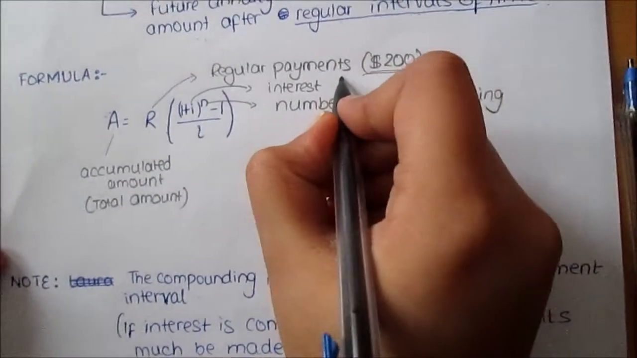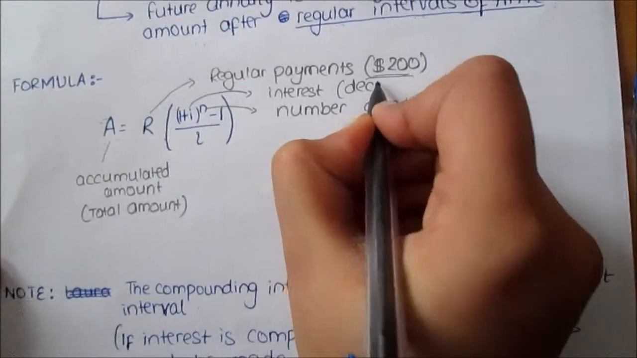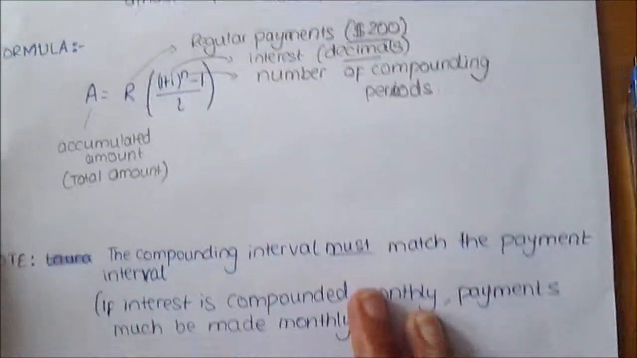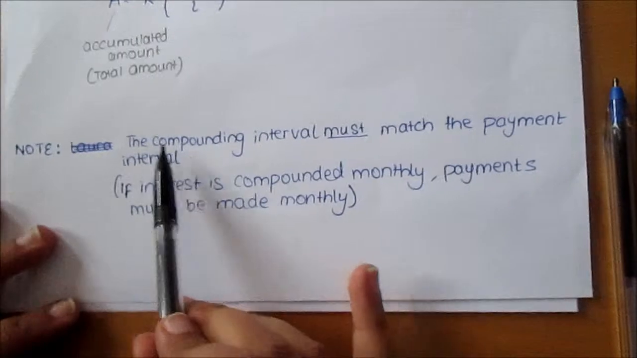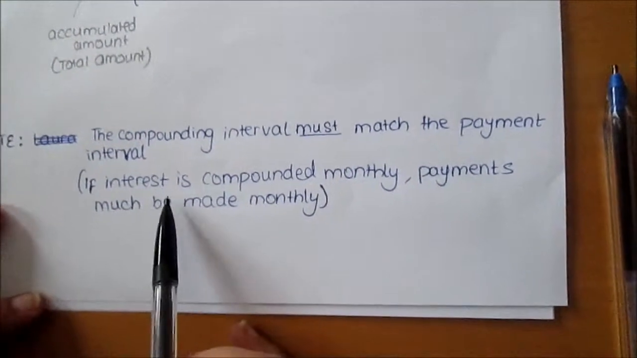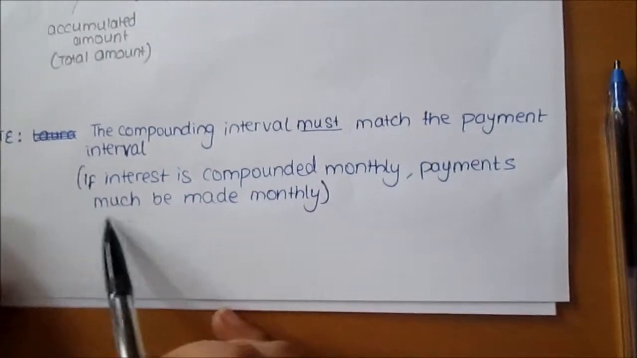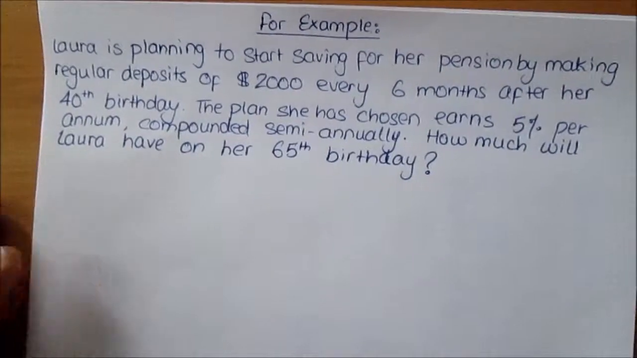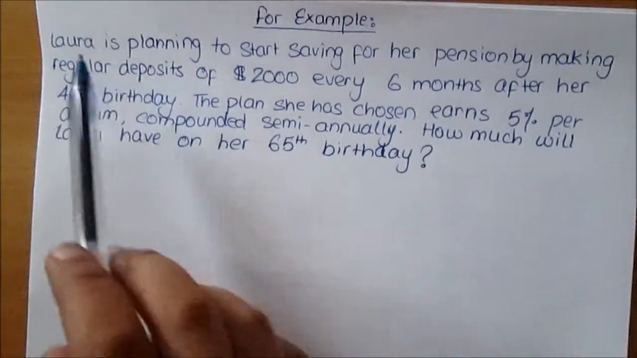And one thing to keep in mind is that interest should always be in decimals. Okay, and another thing is that the compounding interval must match the payment intervals. So if the interest is compounded monthly, the payments must be made monthly as well. Okay, so now we're gonna look at an example.